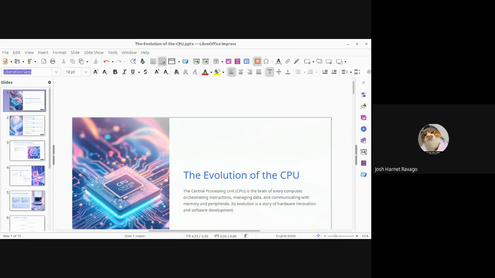Impacts on performance: pipelines and caches drastically improve the performance of 32-bit processors, allowing multitasking and multimedia applications. They enable modern software to run efficiently without requiring higher clock speeds.